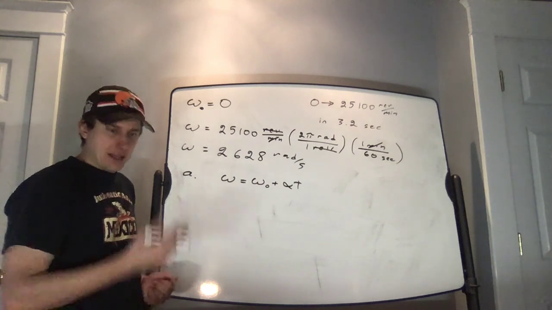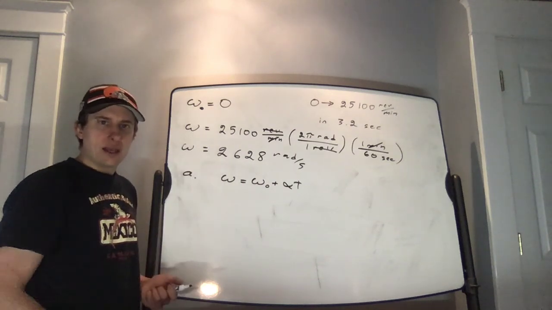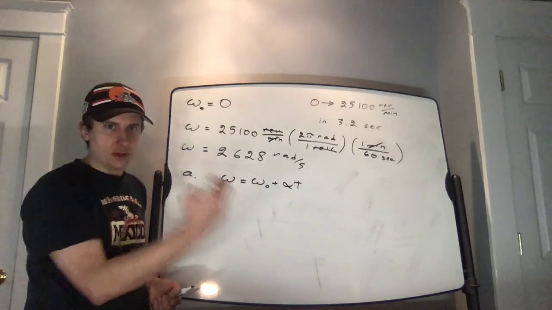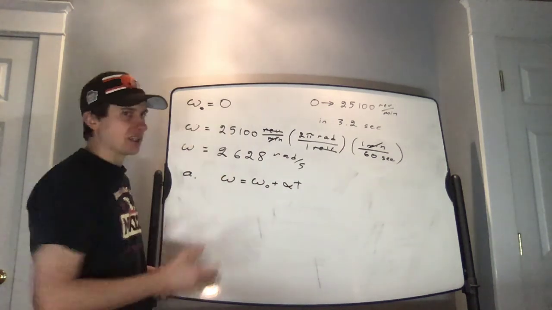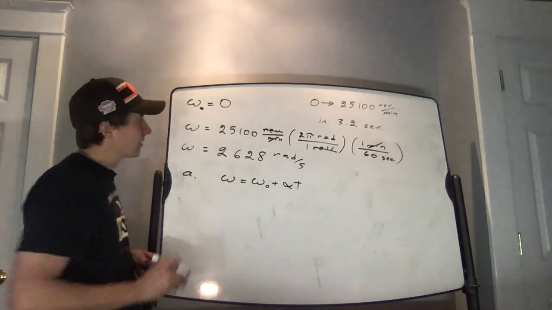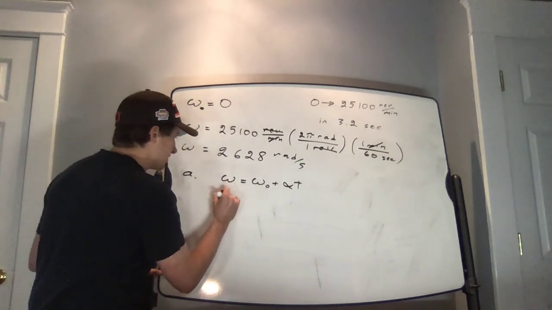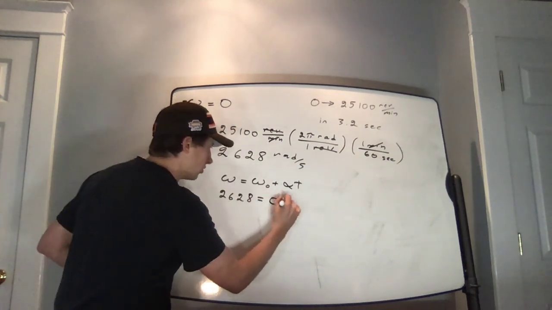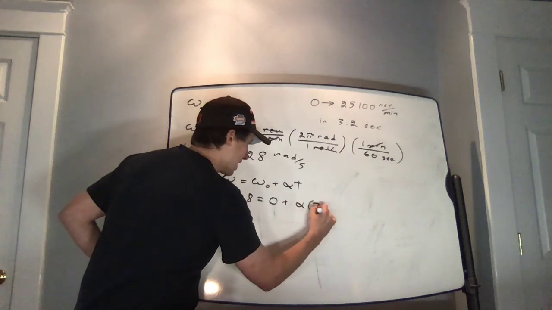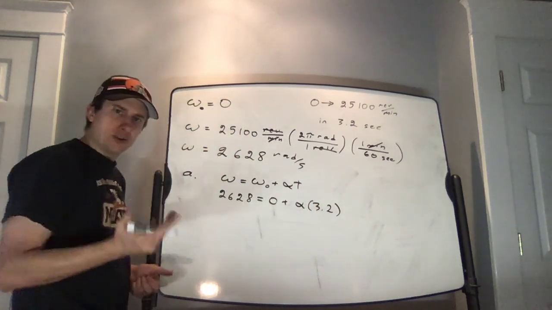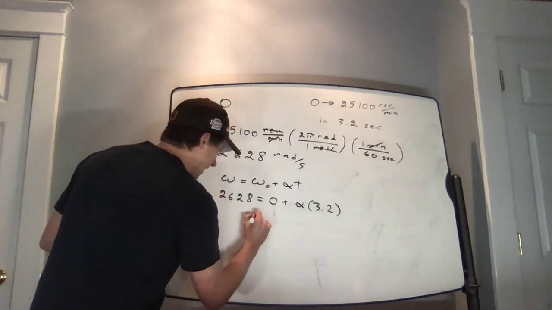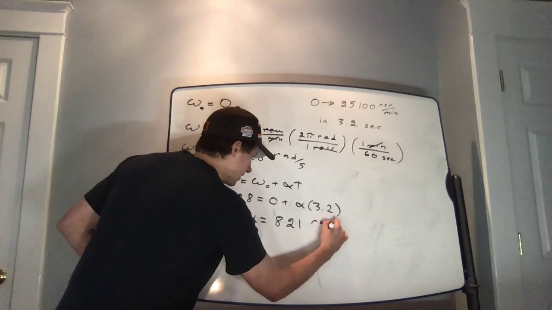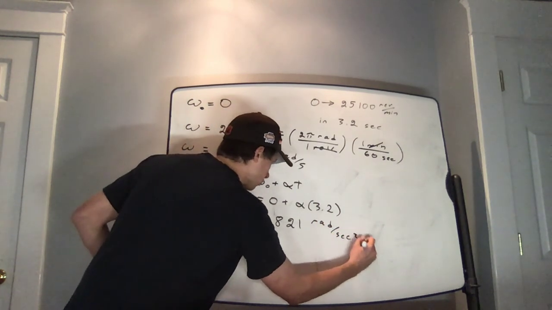So I could just plug these numbers in. This problem of part A is analogous to if an object is initially at rest and then moving at some really fast speed in some amount of time, what was its acceleration? So here we could say 2628 is equal to omega initial plus alpha times the time of 3.2. And when I put these numbers in a calculator, I get the angular acceleration is going to be 821 radians per second squared.